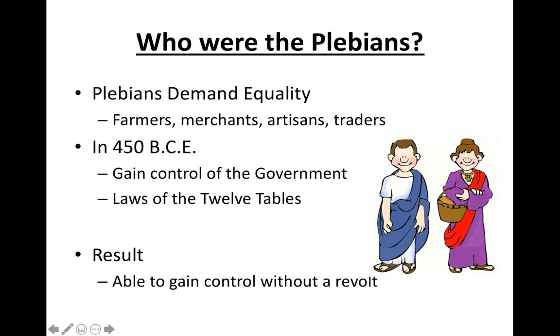And so by the year 450 BCE, they decided that they would like to also help control the government. They wanted a voice in government. And so they end up going through the laws of the 12 tables. Basically they're able to ask for power from the patricians, the people who are in power at this time, and they decided that the plebeians should also have the right to govern. And so at the laws of the 12 tables, that is decided. As a result, they're able to gain control of the government without having to have a bloody revolt or war. And so we see a massive republic, a massive democracy starting to develop here in the Roman Republic.